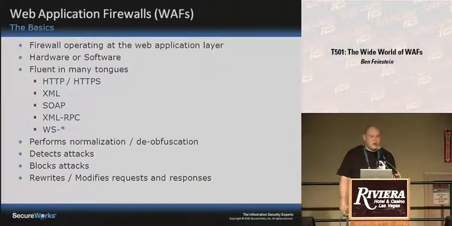So, some basics about web app firewalls. Basically, it's essentially a firewall up at the web application layer. So it understands HTTP, HTTPS, it understands all the web services protocols, typically can do some XML processing, maybe XPath queries against XML. Typically these products or solutions will understand SOAP and XML RPC kind of protocols. A lot of these products will perform some sort of normalization or deobfuscation of the request before they inspect it for malicious content.